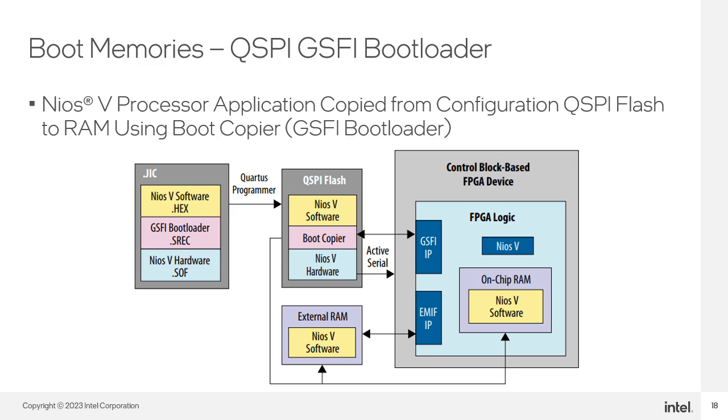You can use a boot copier to copy the Nios V processor application from the configuration QSPI flash to RAM when you require multiple iterations of the application software development and high system performance. For this boot option, the Nios V processor starts executing the boot copier software upon system reset, which copies the application from the configuration QSPI to the internal or external RAM as seen in the diagram.